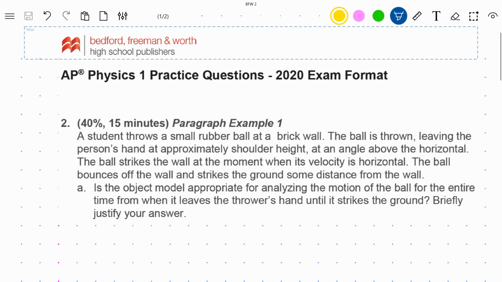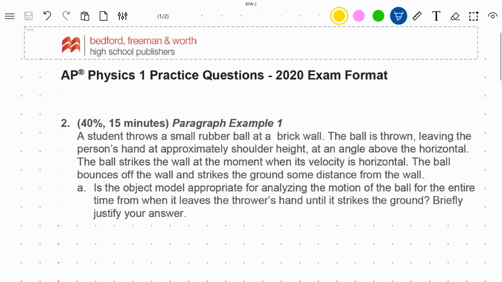This is another example. I just recorded an official AP paragraph style question. So this one is rather similar in that it's also a paragraph length question, but it's distinctly different. So it's a good question. All right, so here's what's going on in this question. It says a student throws a small rubber ball at a brick wall. The ball is thrown, leaving the person's hand at approximately shoulder height at an angle above the horizontal.